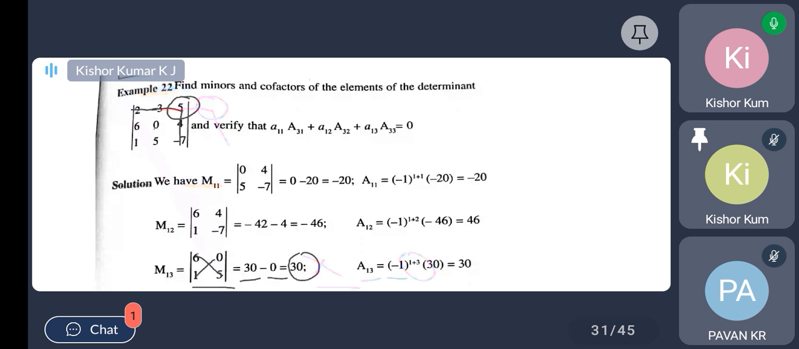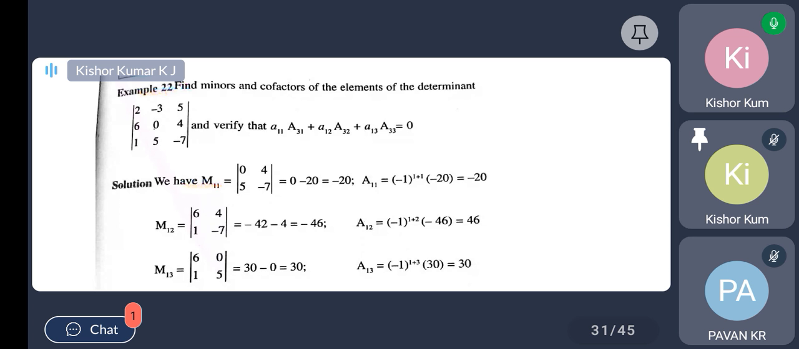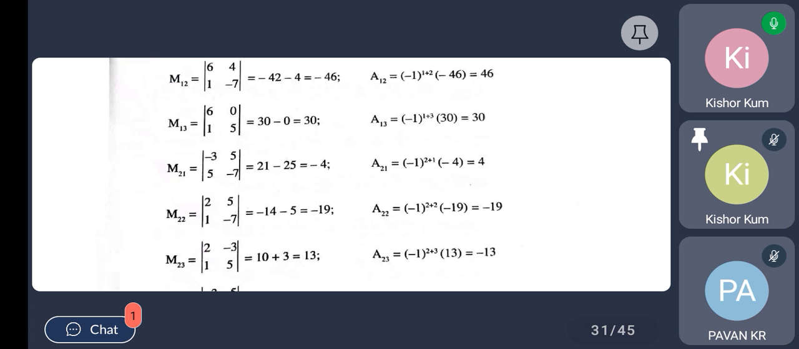Now, from this minor, we can easily calculate the cofactor. That is, A13 is equal to minus 1 to the power 1 plus 3, into 30. So minus 1 to the power of 4 will be plus 1. 1 into 30 is 30. So that is the minor and the cofactor of the third element present in the first row. After completion of the first row, I will move to the second row.